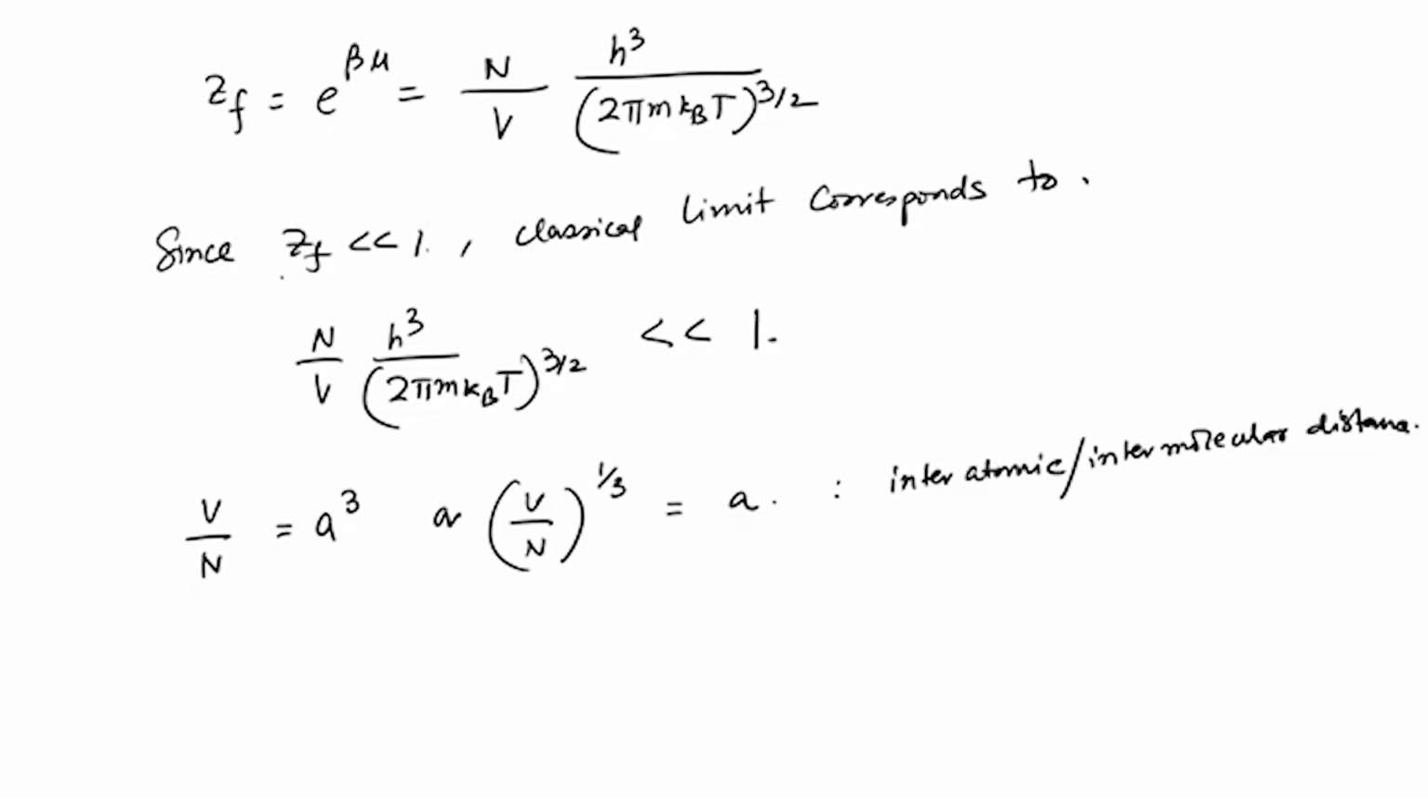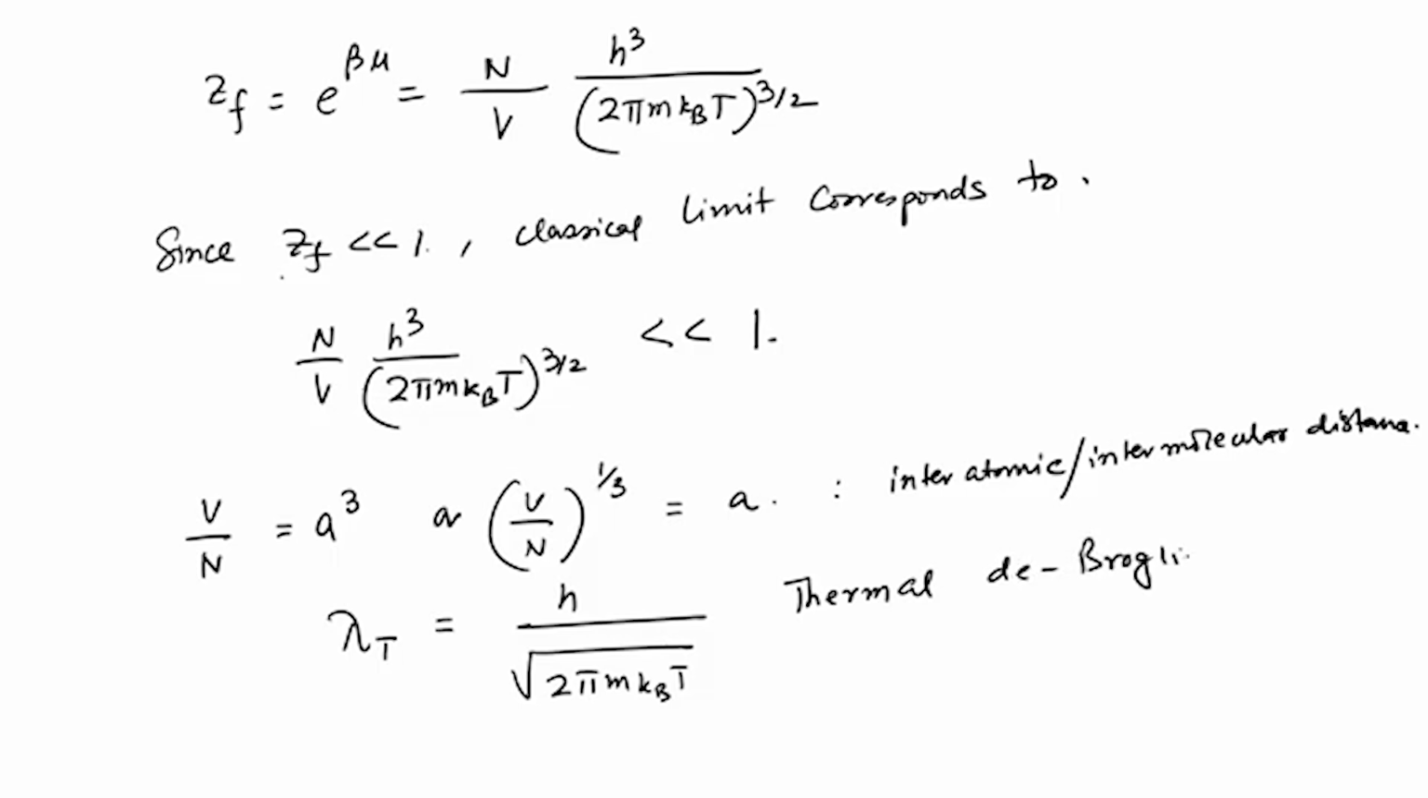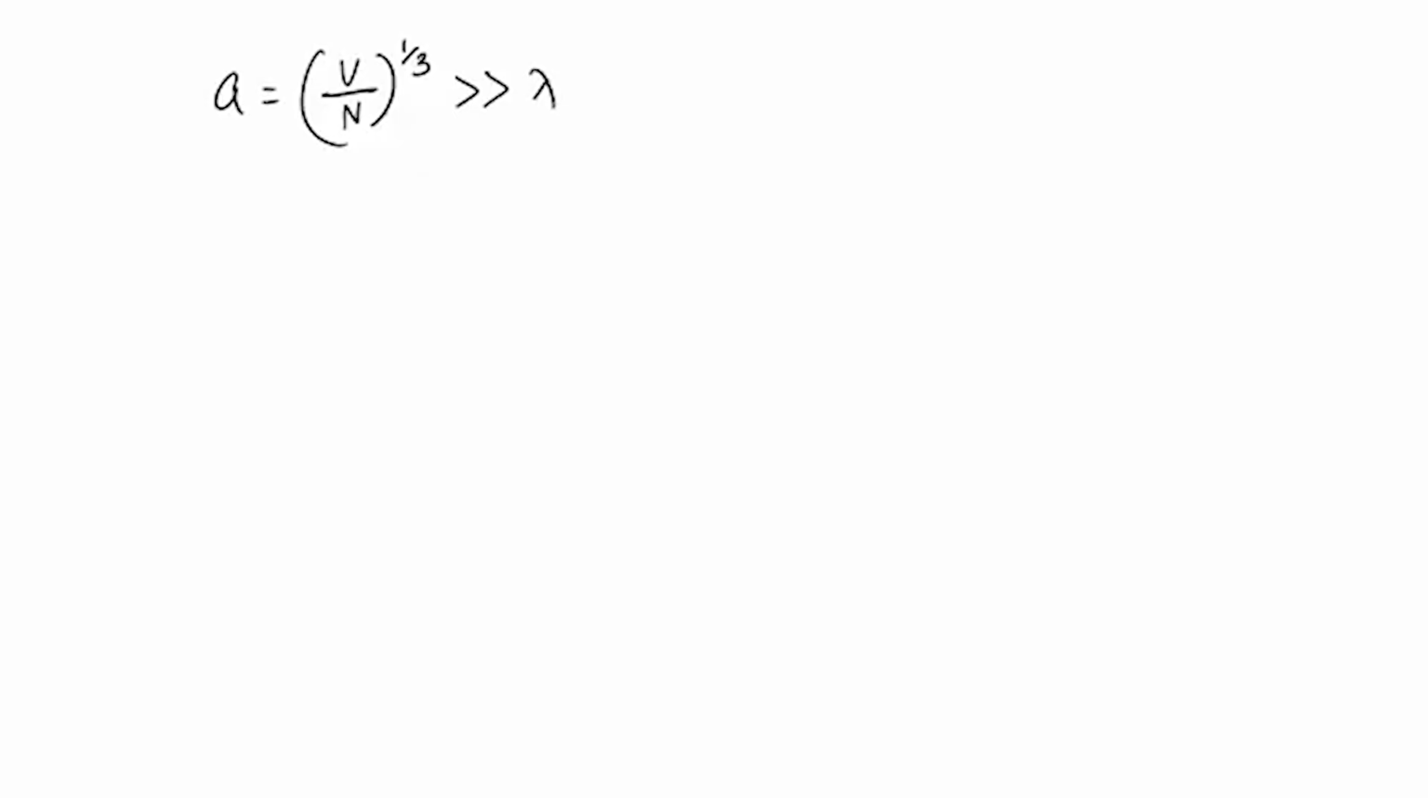So, if you define lambda, or sometimes written as lambda t, equal to h over the square root of 2πmkT, this is called the thermal de Broglie wavelength. If you open up everything, it has the dimension of length or wavelength. So a, which is V over n whole to the power 1/3, must be much greater than lambda.